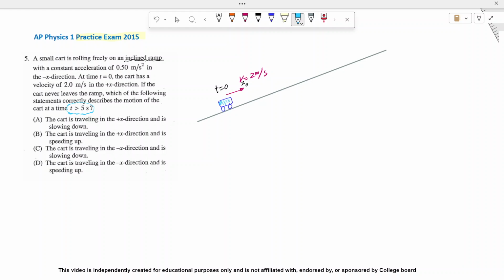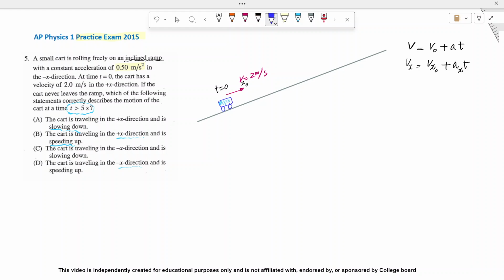Either the cart will be moving in the negative x direction or the positive x direction. Either it's speeding up or slowing down. Let us investigate that. We know that it's moving with a constant acceleration, so we can apply the kinematics equation, and most probably this equation we should apply because we don't know the displacement. So v is equal to v0 plus acceleration times t. So Vx is equal to the initial velocity in the x direction plus acceleration in the x direction times t.